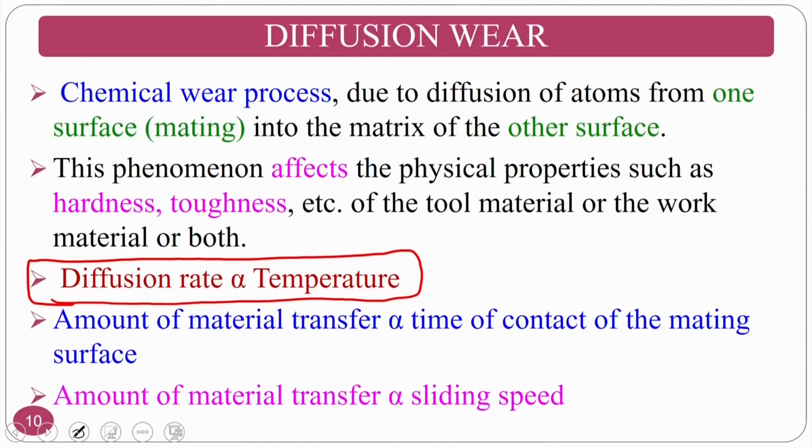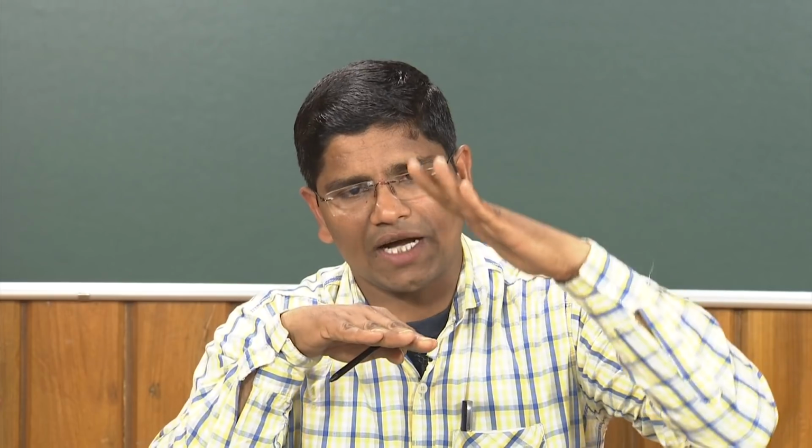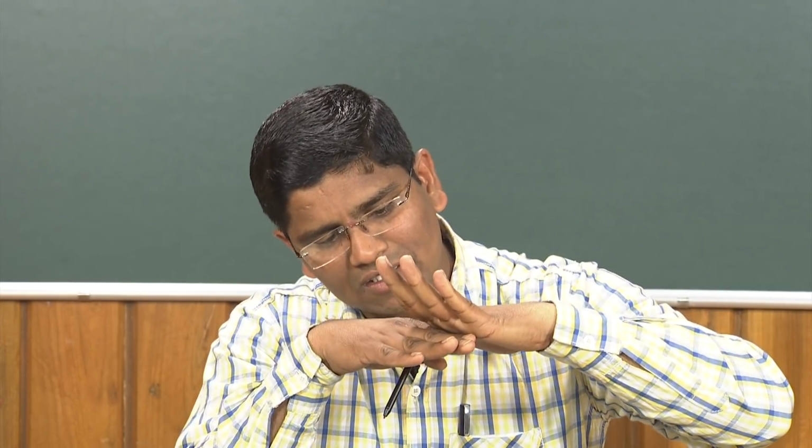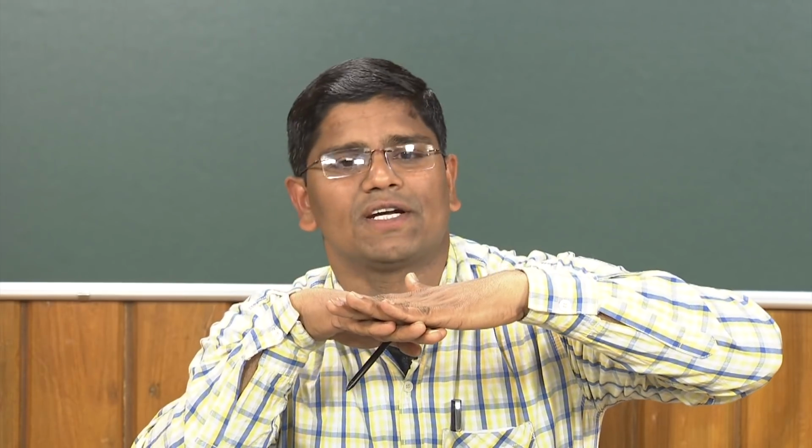The amount of material transfer is proportional to the time of contact. The amount of material transfer is also proportional to the sliding speed. If the sliding speed is very high, the temperature also will be high. If the temperature is very high, the diffusion will also take place. If the contact area between these is very high, what will happen? This is the lower concentration and this is the higher concentration. If the contact area is this, it is different; if it is this, it is different. So, if the contact area is very high, the diffusion is proportional to it, which means it will increase.